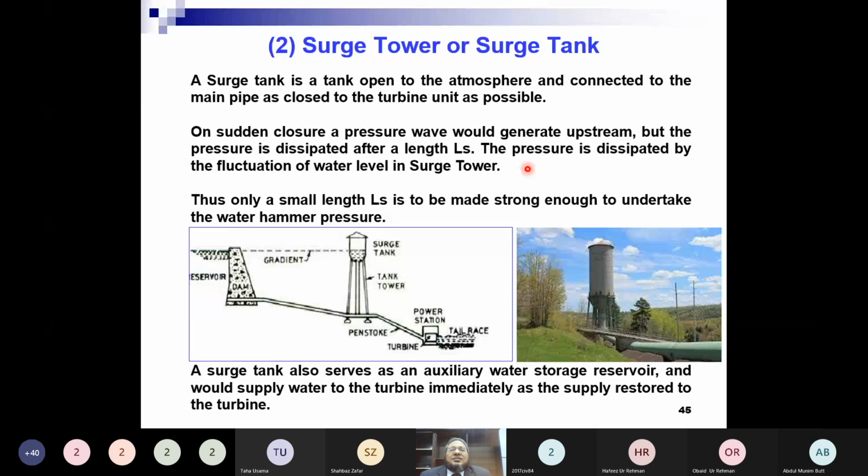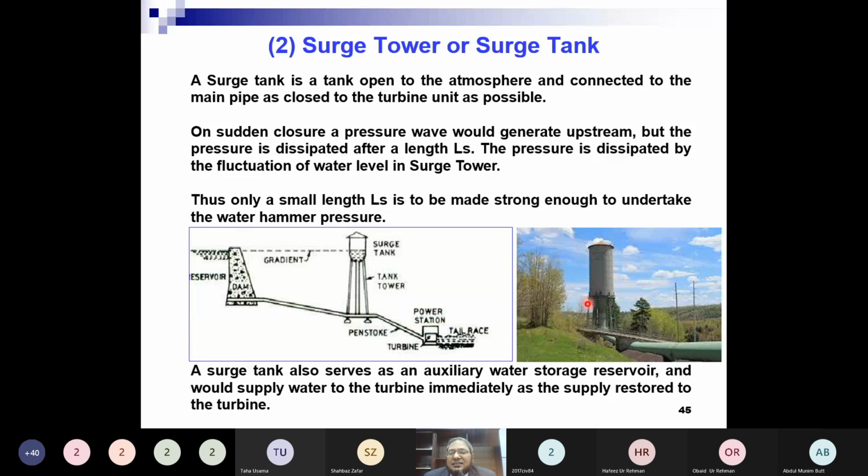Now, what is the next? Surge tower or surge tanks. A surge tank is a tank, like this, open to atmosphere and connected to the main pipe. So this is the main penstock, and it is connected with this. It is provided as close to the turbine unit as possible. So this is the turbine, and this is the length of the penstock between turbine and the surge tank. Here there is a dam, and the distance between reservoir and surge tank may be too much, but the surge tank is kept very close to the turbine. So this length is very short.